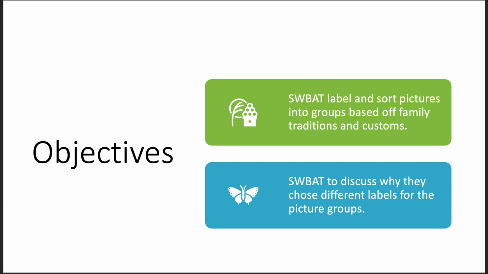So some of our objectives for this lesson are: student will be able to label and sort pictures into groups based off family traditions and customs. And then student will be able to discuss why they chose different labels for the different groups.